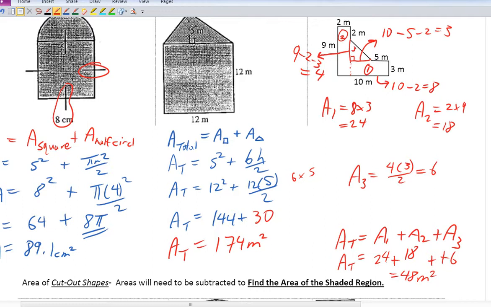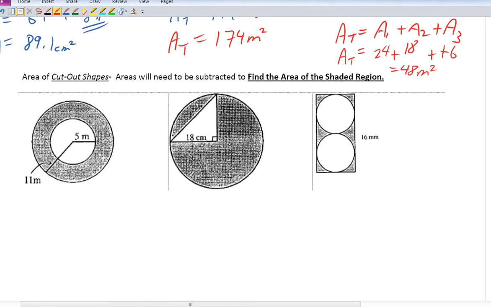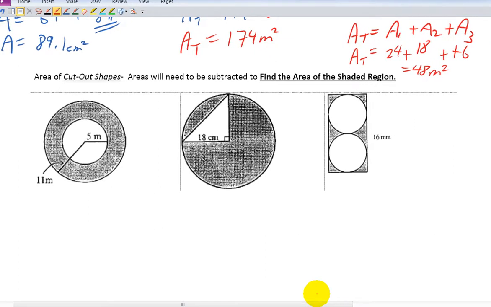Okay, so those are some easier ones. Let's go have some more fun. You're going to see cutouts today. When you have cutouts, what are you going to have to do? Exactly. What should you find first? The big one. So you have to have your large area first, take away the smaller area, or take away the cutout. Okay?